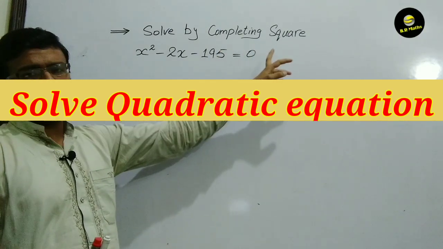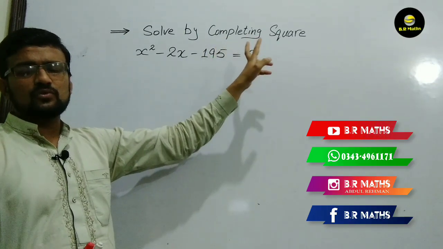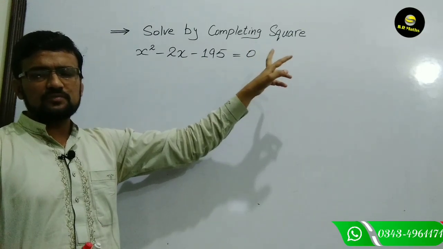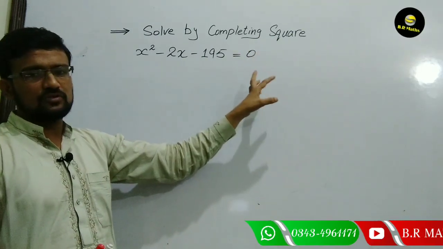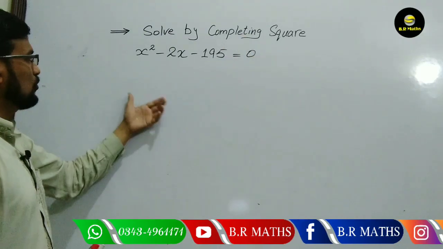Today I am here to solve this quadratic equation by another method, completing square. Completing square means the whole square: a square plus b square plus 2ab, or a square plus b square minus 2ab, which is equal to (a plus b) whole square or (a minus b) whole square. So completing square means completing the whole square formula.